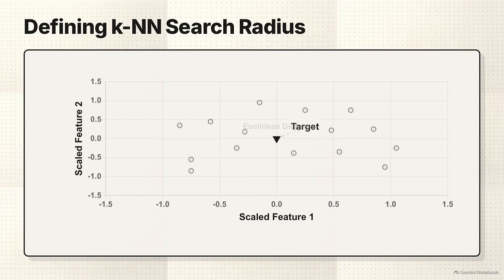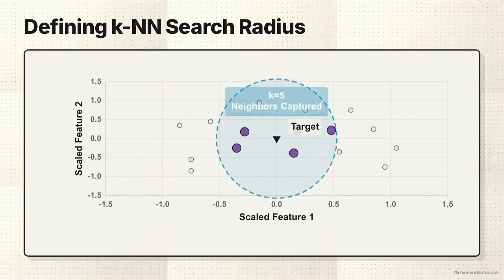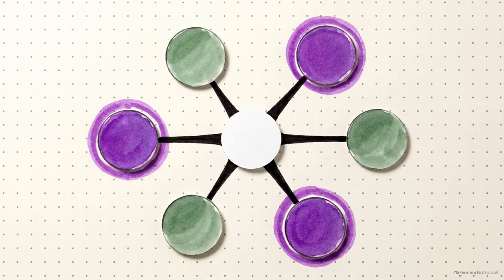But the algorithm needs the limit for its search radius. This is the hyperparameter k. We set k to 5, instructing the algorithm to expand its geometric search outward until it captures exactly 5 neighboring points. Now, a vote triggers.